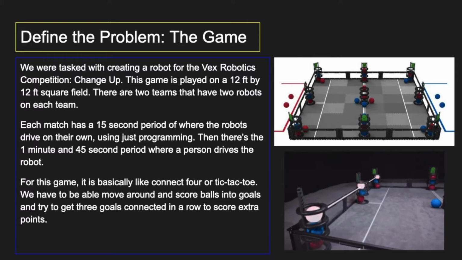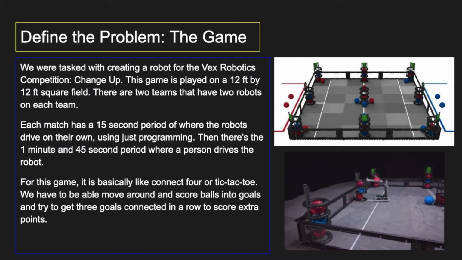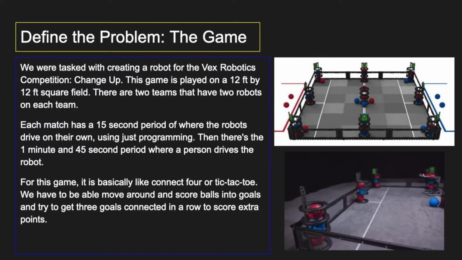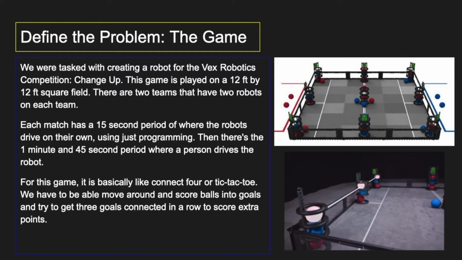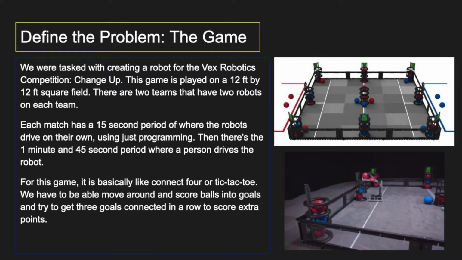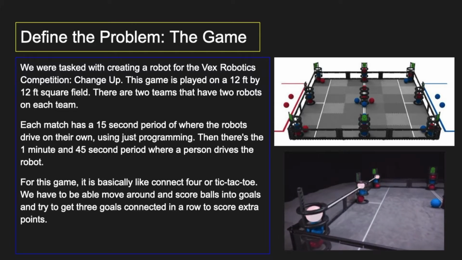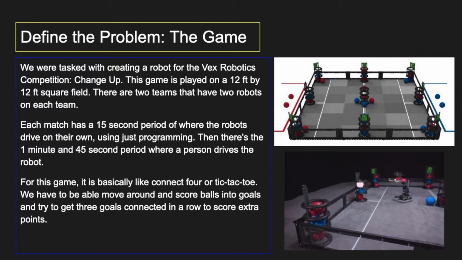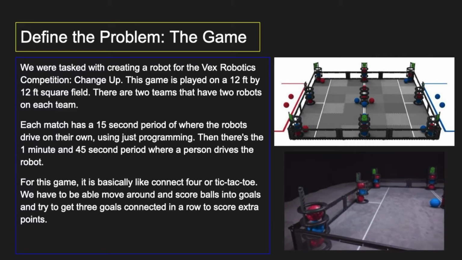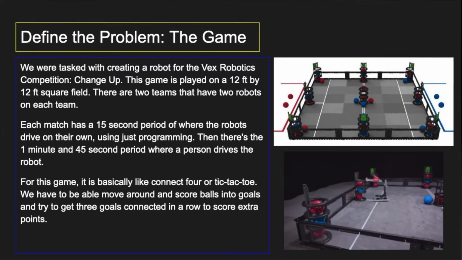So for VEX Robotics, we are tasked with creating a robot for the VEX Robotics competition Change Up. This game is played on a 12 foot by 12 foot square field. There are two teams that have two robots on each team. Each match has a 15-second autonomous period where the robots drive on their own, and then there's a 1 minute and 45-second period where a person drives a robot. For this game, it's basically like Connect 4 or Tic-Tac-Toe, and we have to be able to move around and score balls into goals.